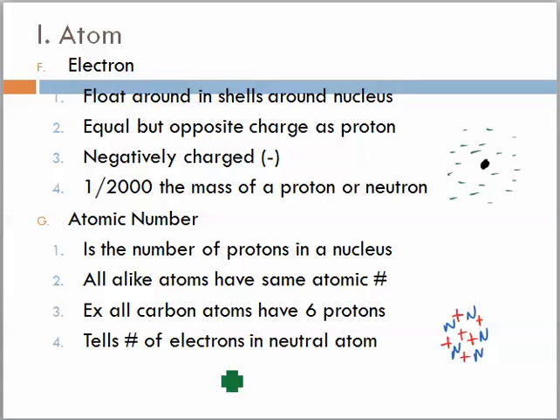Here's what I want to talk about: the electrons in a neutral atom. Well, why would it be neutral? Because it has the same amount of protons as it does electrons, and that's what makes it neutral. It's got 6 negatives, 6 positives, so this is a neutral atom, or just an atom as we'll refer to it later on.